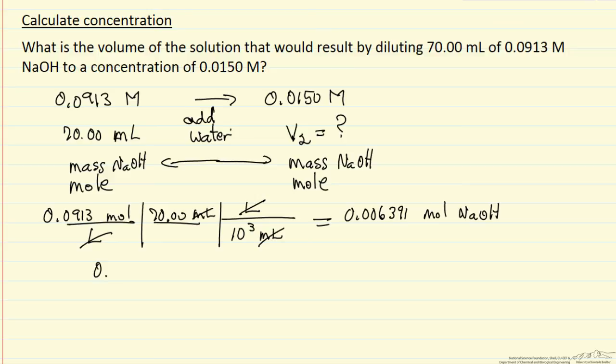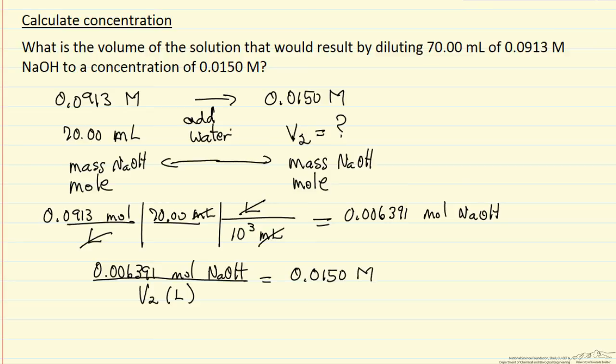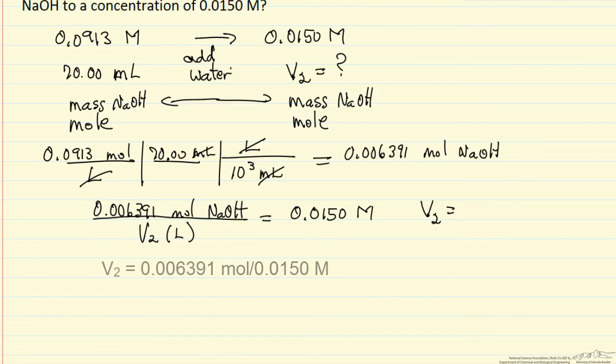And so I'm going to have 0.006391 moles of sodium hydroxide. And the volume, if I wrote this in liters, this would give me the molar concentration, 0.0150 molar. So that means I can solve for the volume in liters and calculate a volume of 0.4261 liters as my final volume.